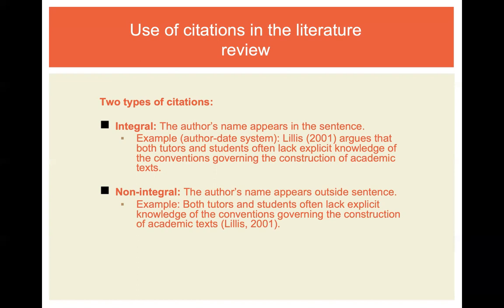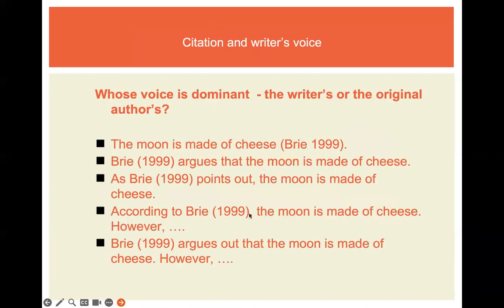There is really a very clear reference to Lillis and the work of Lillis. But if you think that mentioning Lillis is not important, but only the idea that you were able to get from the work of Lillis, then you can do the non-integral approach to citation. Here, the author's name appears, but this time outside the sentence and sometimes only in the citations. For example, both tutors and students often lack explicit knowledge of the conventions governing the construction of academic texts, Lillis 2001. So you'd see in this case that the mentioning of the name will play a very important role if the person that you are citing really is worth mentioning. But if not, you simply put them in the footnote or the reference note.